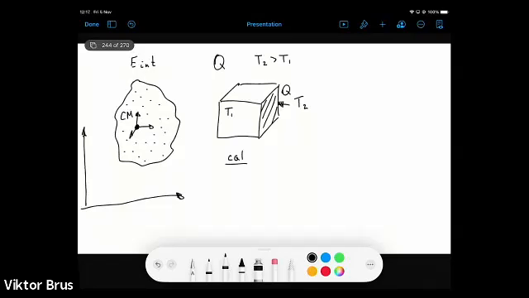However, historically, we still have calories as a unit for energy, and specifically for heat. One calorie is defined as the amount of energy to be transferred to heat 1 gram of water from 14.5 to 15.5 degrees Celsius. So that's the definition of 1 calorie.